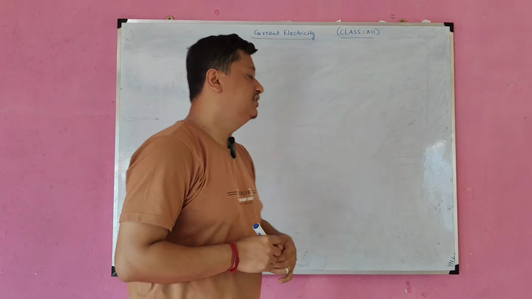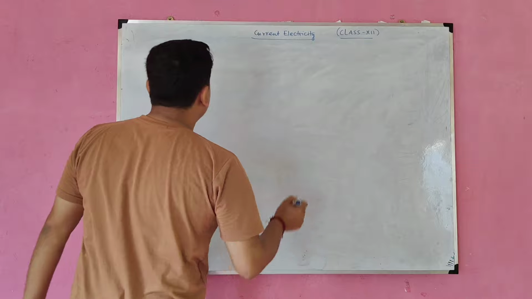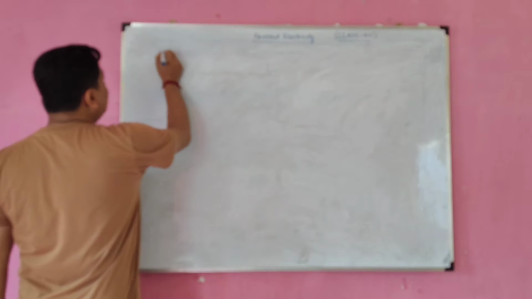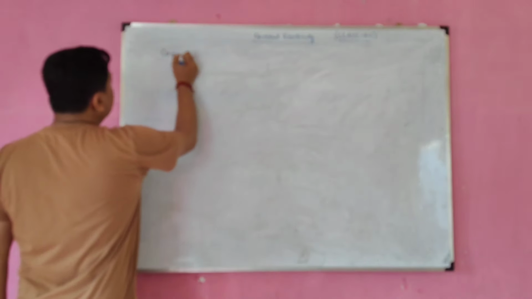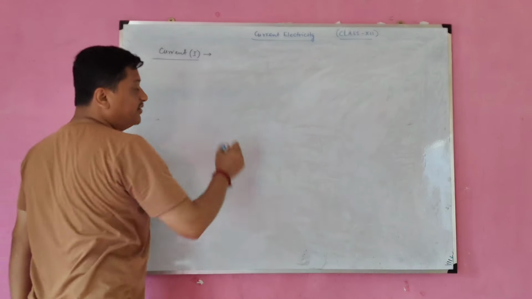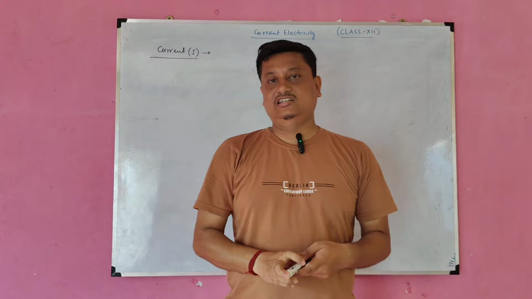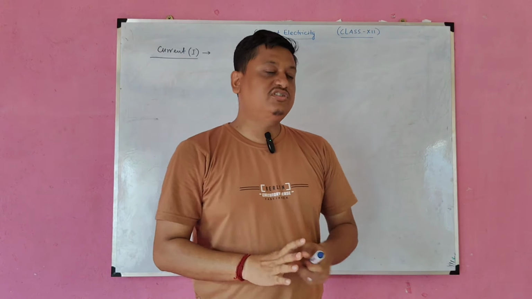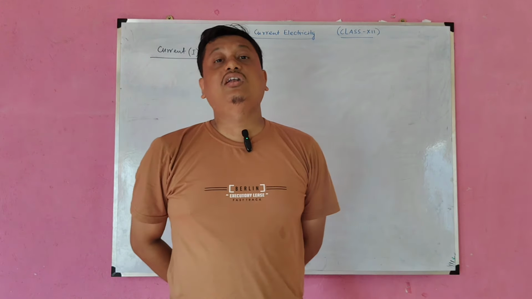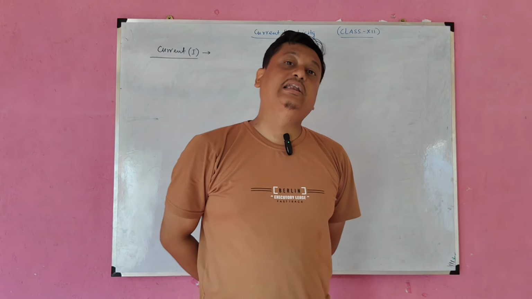So in case of current electricity, first of all, everyone knows what the current is. What is current? Everybody knows that it is the flow of electrons or the flow of charges. But first we have to think that it is not only current. Electric current means the flow of electric energy.